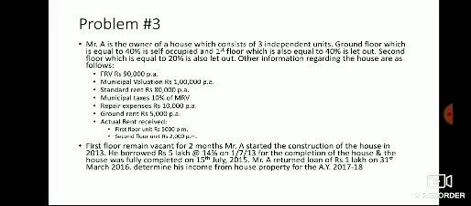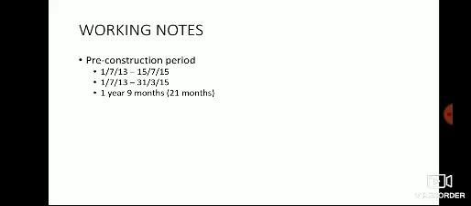Mr. A started the construction of the house in 2013. He borrowed rupees 5 lakh at 14% on the 1st of July 2013 for the completion of the house, and the house was fully completed on 15 July 2015. Mr. A returned a loan of rupees 1 lakh on 31st March 2016. Determine his income from house property for the assessment year 2017-18. These are your working notes.